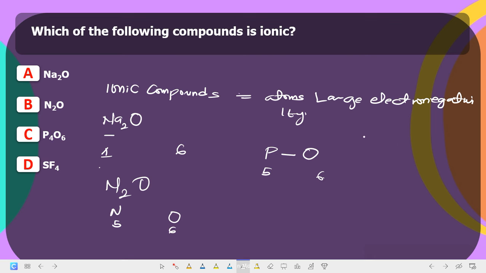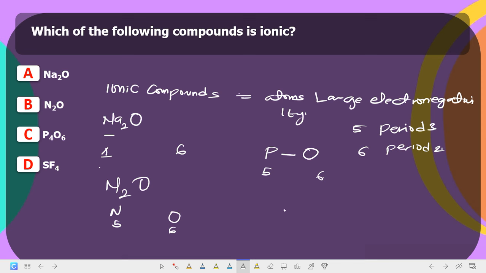Let me write. Phosphorus is 15, which is 1s2, 2s2, 2p6, 3s2, 3p3. Phosphorus is in period 3 and oxygen is in period 2. But phosphorus is in group 5 and oxygen is in group 6. So you see that their electronegativity will be so close. Are you getting it? As compared to that of this. This is 5 and 6.